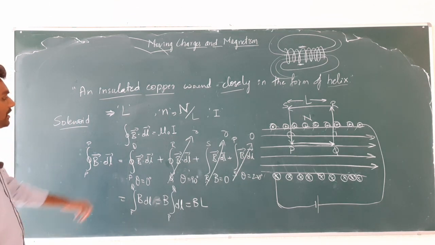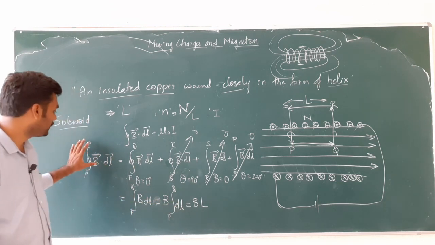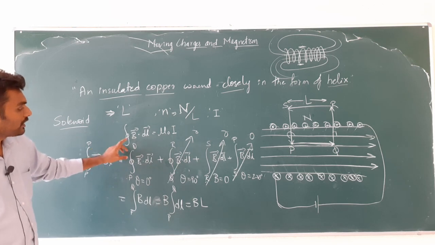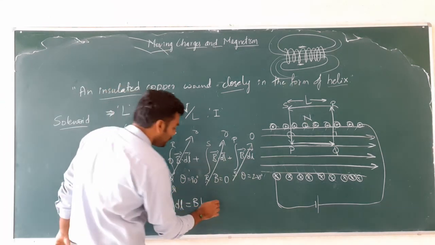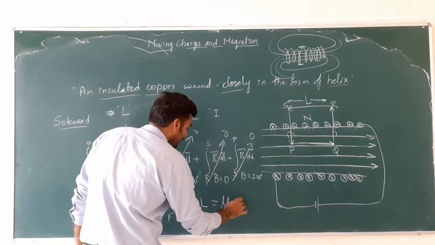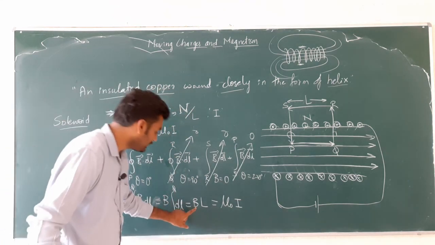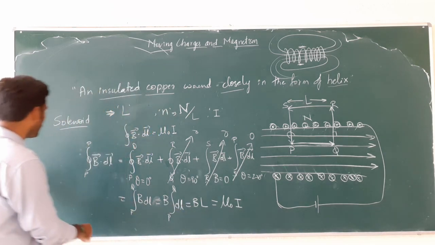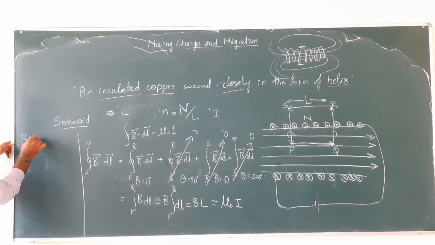Very easy. But this is the reduced form of the integration we should do, the integral of B dot dl. Ampere's circuital law says this integral of B dot dl is equal to mu naught I. So this BL becomes equal to mu naught I. What we need is the expression for B, which is what is important for us. So finally, we have the expression BL is equal to mu naught I.